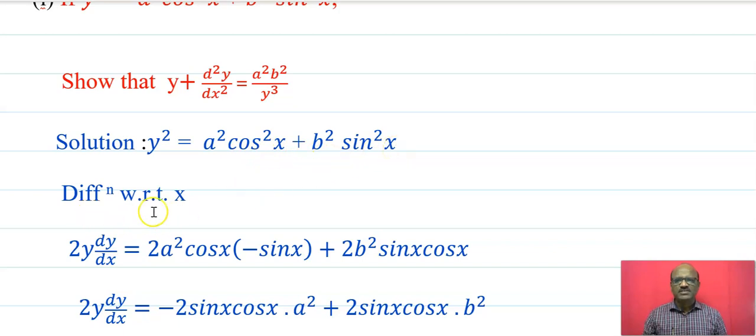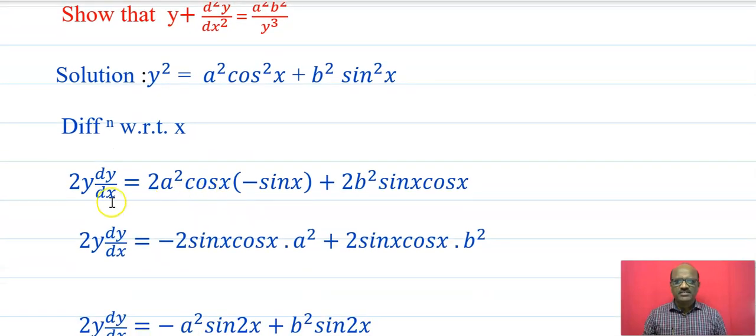Now differentiate this with respect to x. The derivative of y square is 2y into dy by dx. Now here the derivative of cos square x is 2 cos x into the derivative of cos x, which is minus sin x, plus the derivative of sin square x, which is 2 sin x into the derivative of sin x, which is cos x. Therefore here is 2b square sin x into cos x.